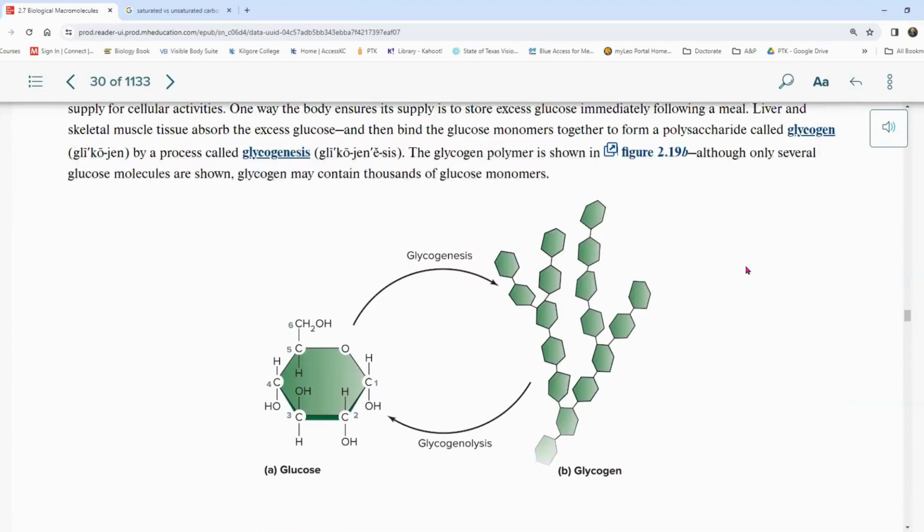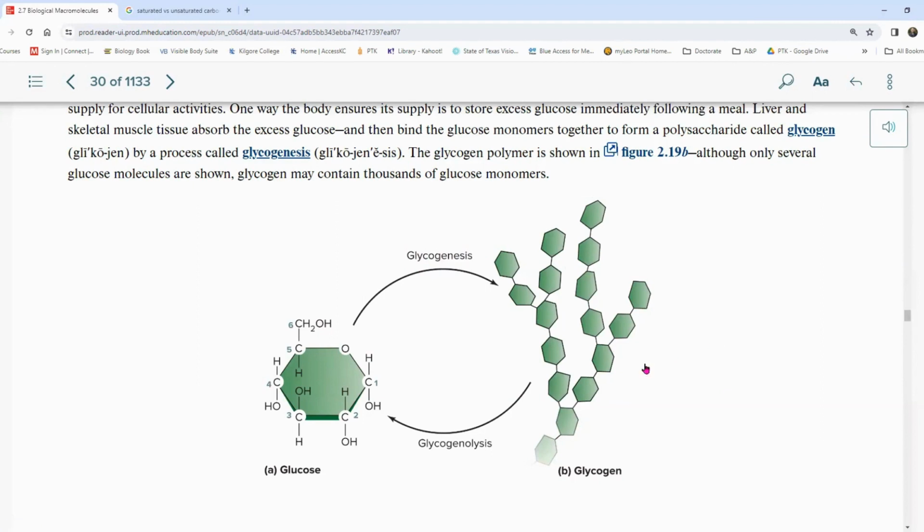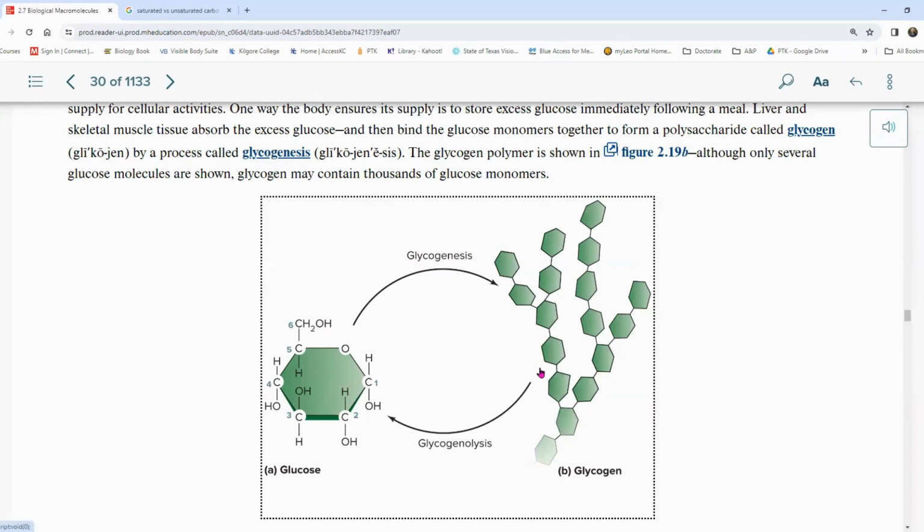Let's say we have eaten Thanksgiving dinner and we have a bunch of glucose just lying around in our body. What our body is going to do is go through a process called glycogenesis. Glyco means sugar and genesis means creation, just like in the Bible. So we're creating sugar, or what we're actually doing is building sugar. Notice here that it's putting a bunch of these glucose molecules together, linking them into a big chain, what we call glycogen.